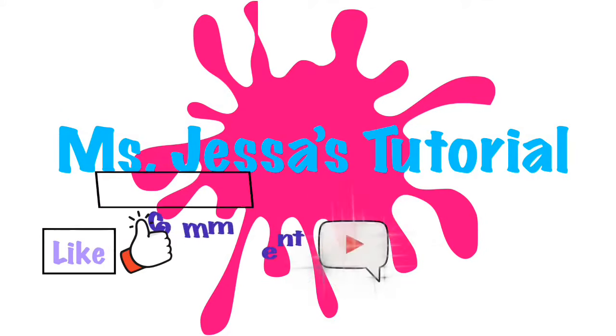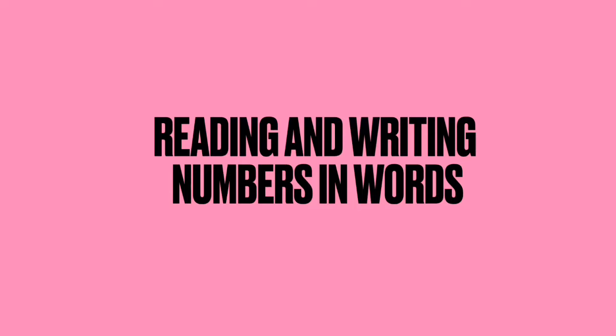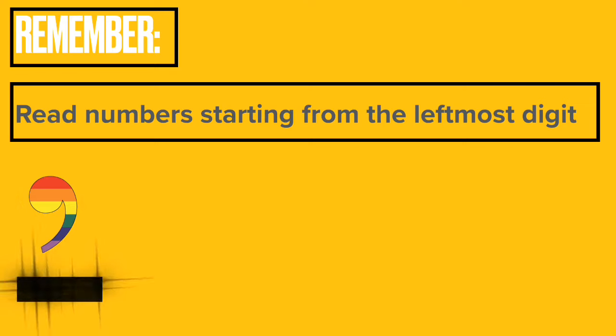Today, we're going to study reading and writing numbers in words. In reading and writing numbers in words, we have three things to remember. The first one is, in reading numbers, you need to read numbers starting from the leftmost digit, which is the highest place value. Next is the use of comma and the use of hyphen.